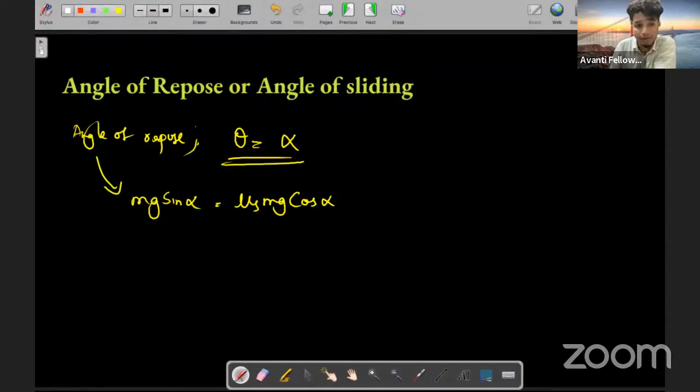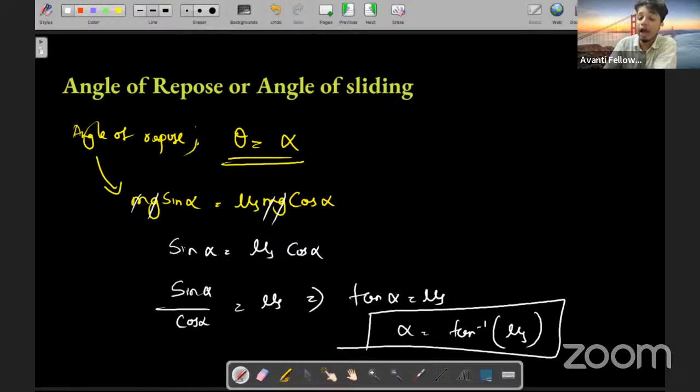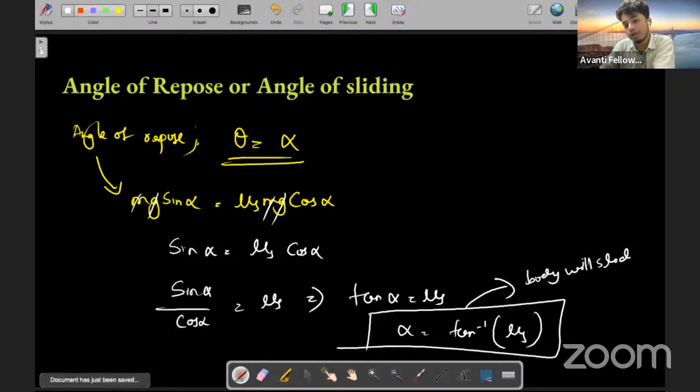Now, mg cancels out. We get sin alpha equal to what? Mu s cos alpha. Now, students, can I write sin alpha by cos alpha equal to mu s? Now, can I write it as tan alpha equal to mu s? And alpha is what? Tan inverse of mu s. And this is the angle when the body will begin to slide. Did you get it now, students?